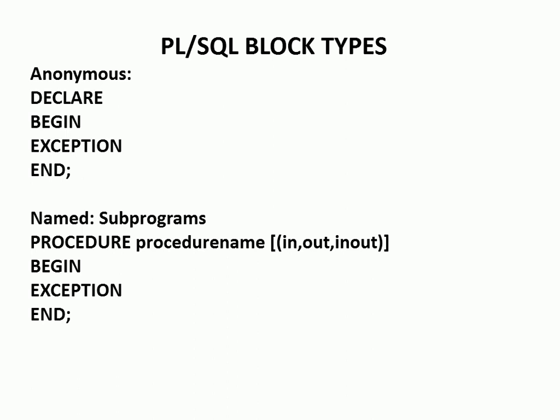A named PL/SQL block can be stored in the database. These named PL/SQL blocks are called subprograms. Examples of these types of blocks are stored functions and stored procedures. These subprograms can be used repeatedly once they are created.